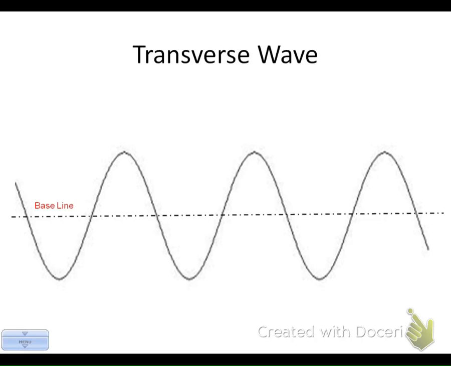Any transverse wave has a lowest point, and we call that the trough. And opposite of that, the highest point of a transverse wave is called the crest.